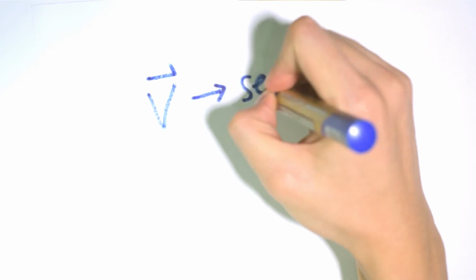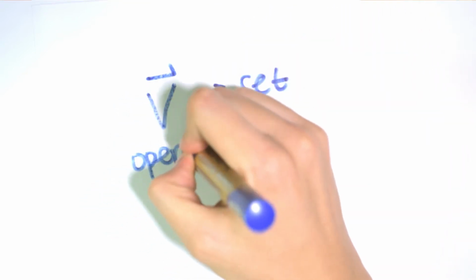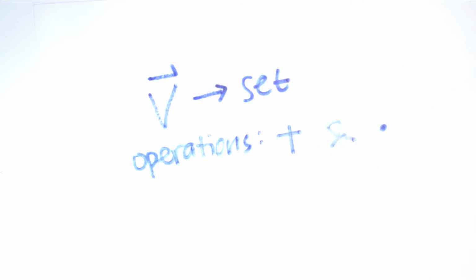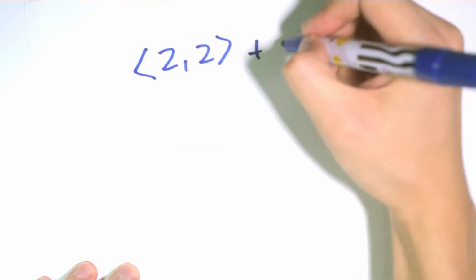Formally, a vector space is defined by a set V on which two operations, plus and dot, are defined, called vector addition and scalar multiplication. Vector addition tells us that we can add two vectors together to form another vector.